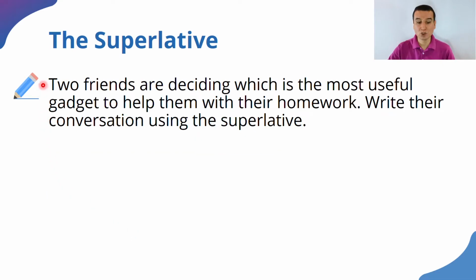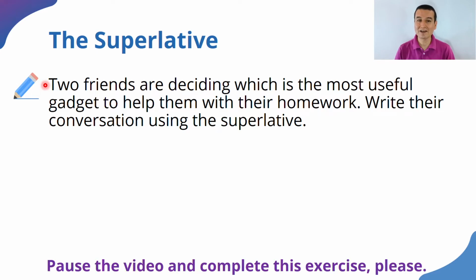This one says, two friends are deciding which is the most useful gadget to help them with their homework. Write their conversation using the superlative. All right, it's going to be a short conversation. It's not going to be a complete conversation, but I want you to think about two gadgets that help you complete your homework. Which is the most useful of them? All right, so pause my video, complete the activity, and when you write a portion of that conversation, I will show you a sample answer that a student wrote. All right, pause my video, complete the activity, please.